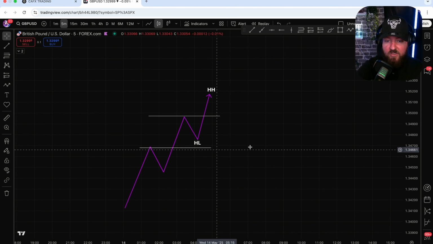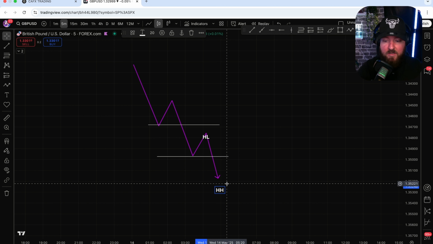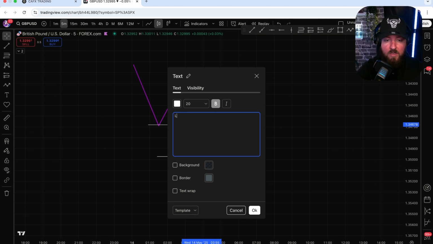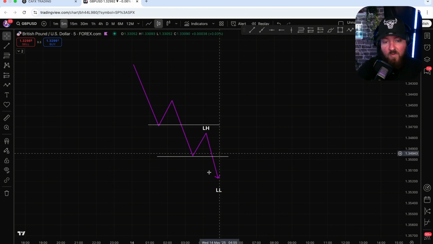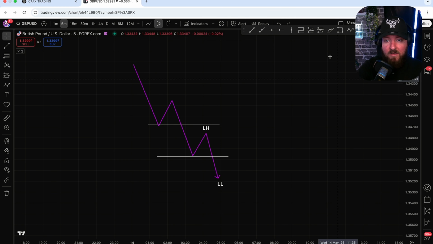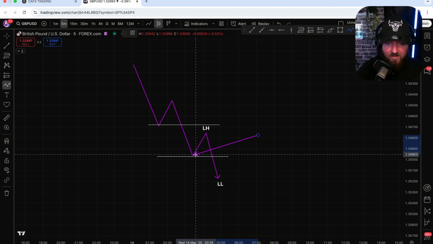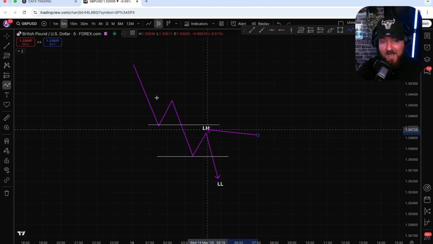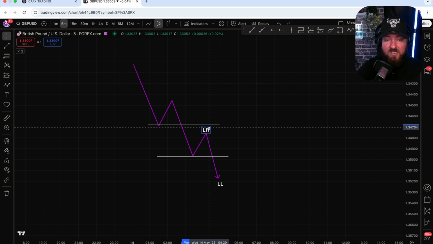All right, so let's flip the chart instead of redrawing everything. In a downtrend, you have a lower low and a lower high. Same exact thing. Why would this be a lower low? Because this low, where price is now, is lower than this low. And this is the lower high because it's a high in a downtrend, but it's still lower than the high before it. So that's literally it.